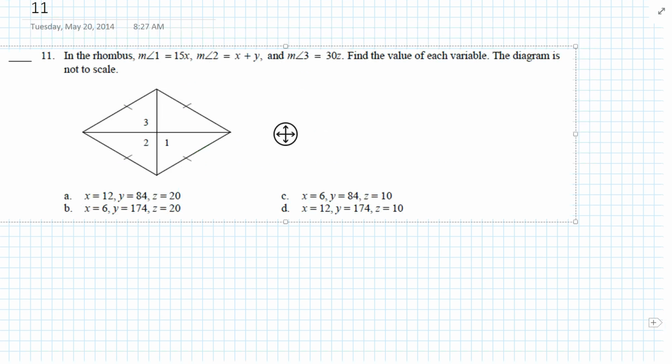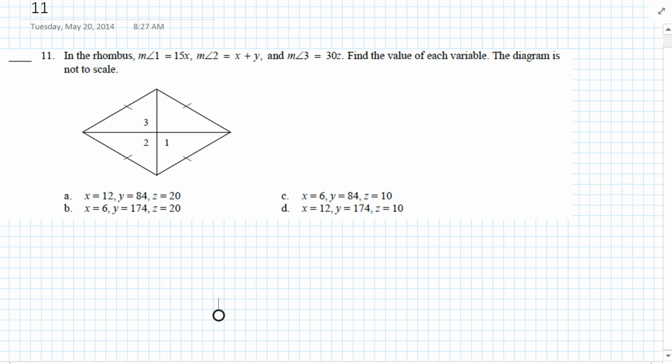Number 11. In the rhombus, the measure of angle 1 is 15x. The measure of angle 2 is x plus y. And the measure of angle 3 is 30z. Find the value of each. Okay, well, here's what we know about rhombuses. Diagonals of rhombuses are perpendicular to each other. So we can set each one of these equations equal to 90.